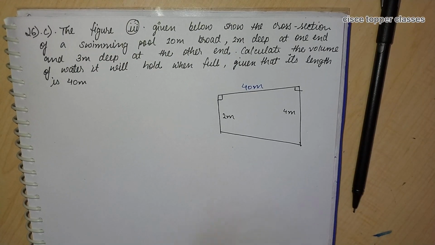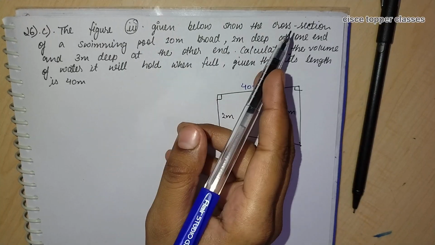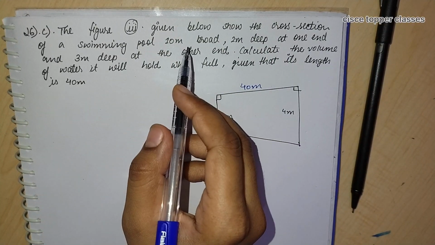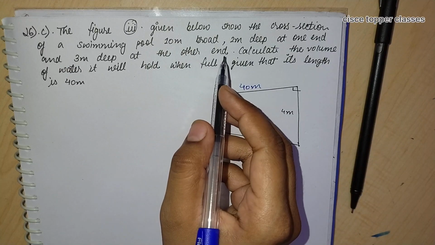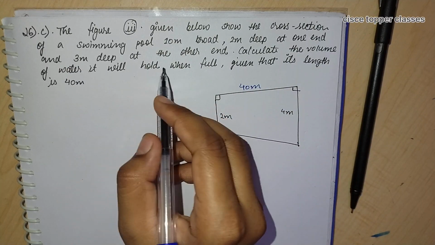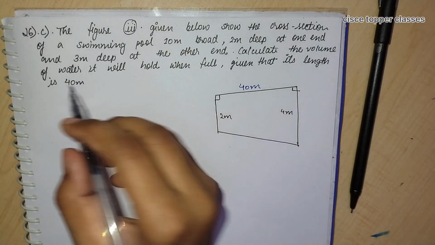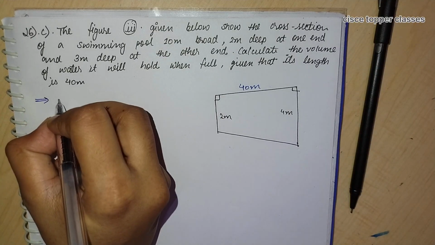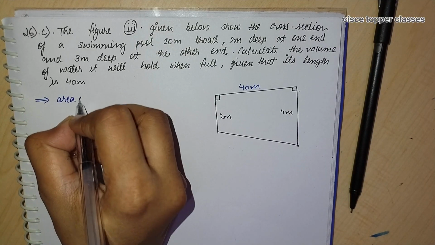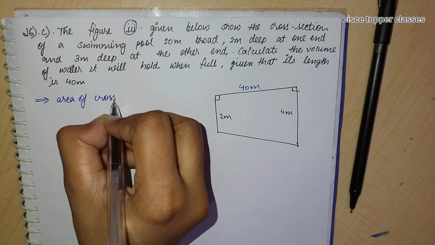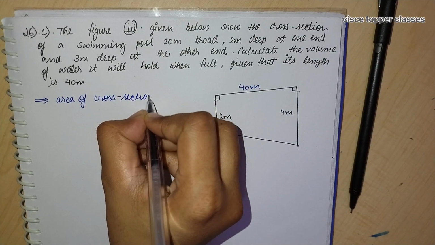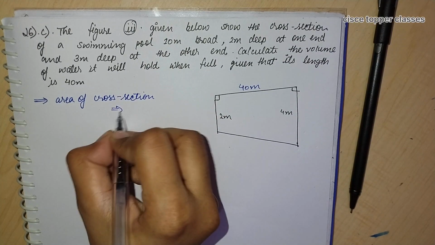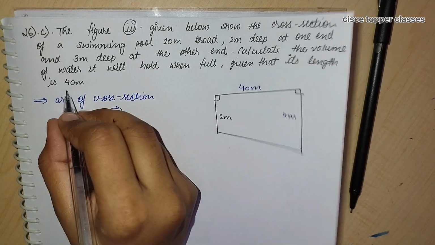Now let us solve the 26th third part. The figure given below shows the cross section of a swimming pool 10 meters broad, 2 meters deep at one end and 3 meters deep at the other end. Calculate the volume of water it will hold when full, given that its length is 40 meters. So firstly we will find the area of cross section, so that we can put it in the formula: volume is equal to area of cross section into the height or length or breadth, whatever we have, but length is given, so we will take length here.